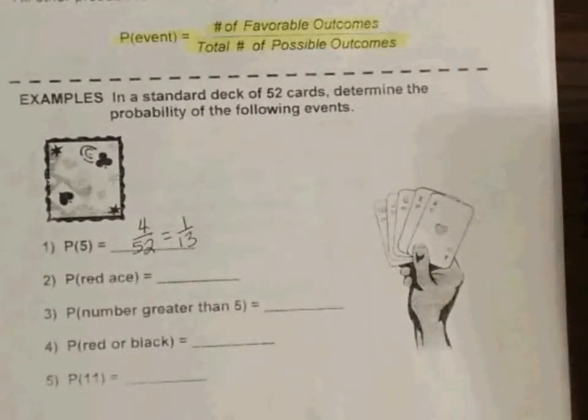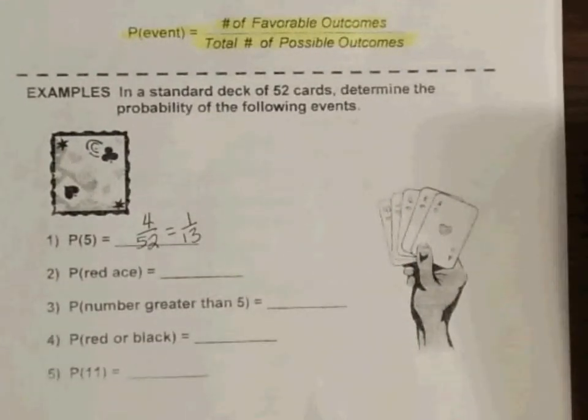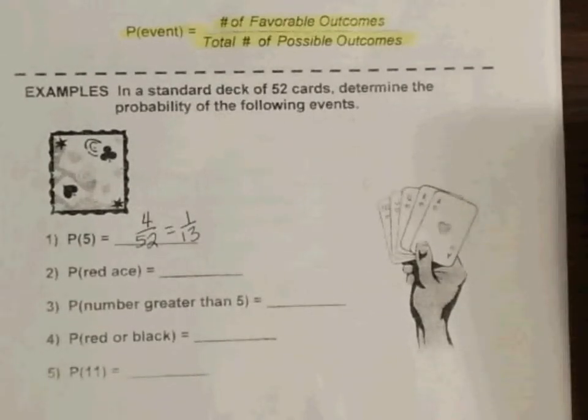So I want you to pause the recording and take a minute and work through 2 through 5 on your own. What we did in class is we worked with shoulder partners, then we came back together and we checked our answers. So pause your recording, work through 2 through 5, and then come back and check your answers.